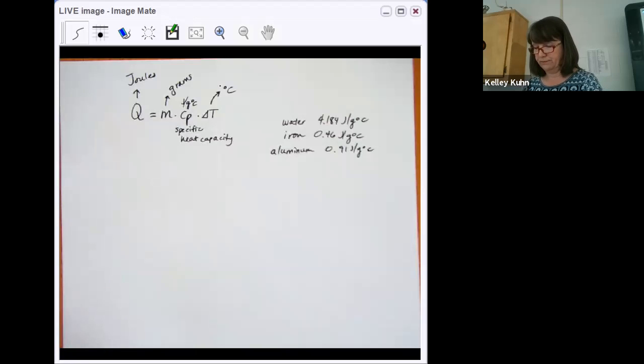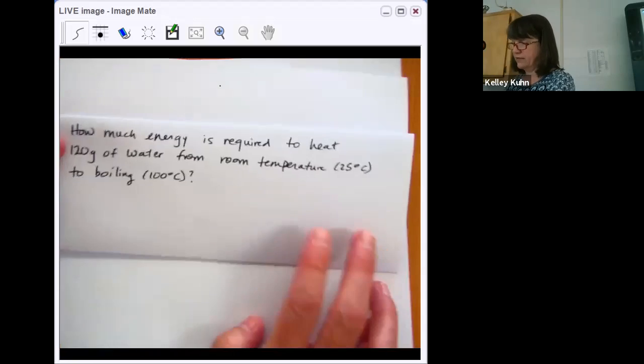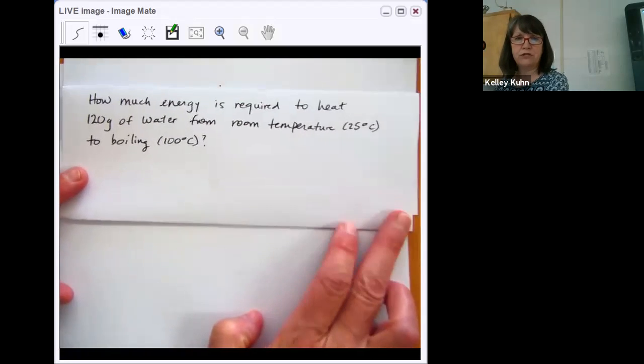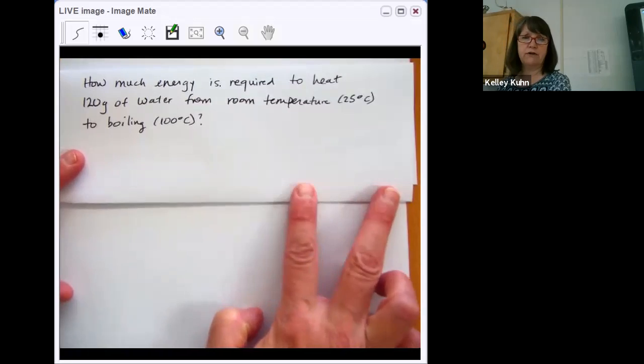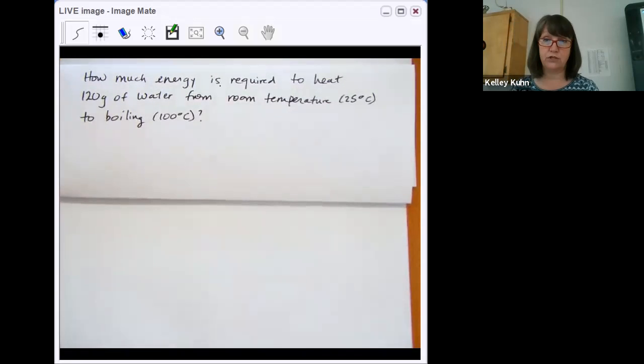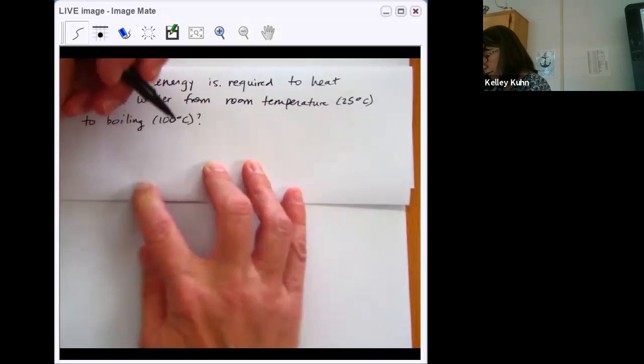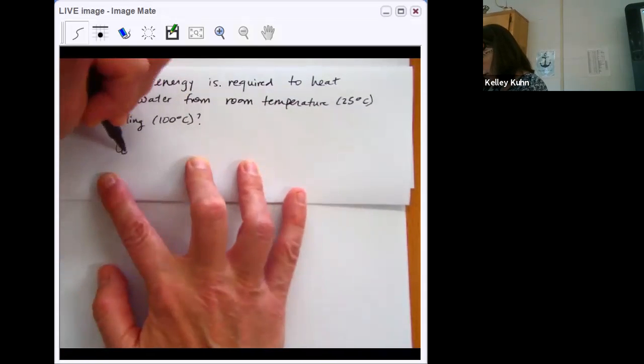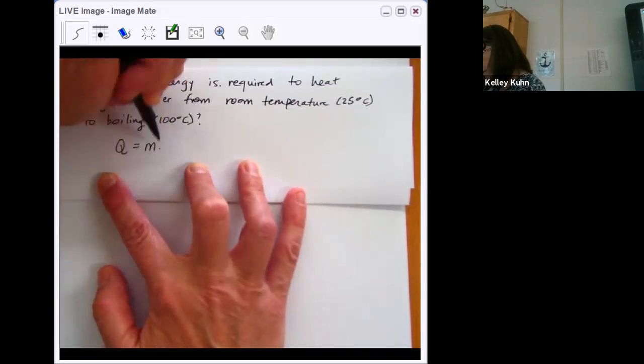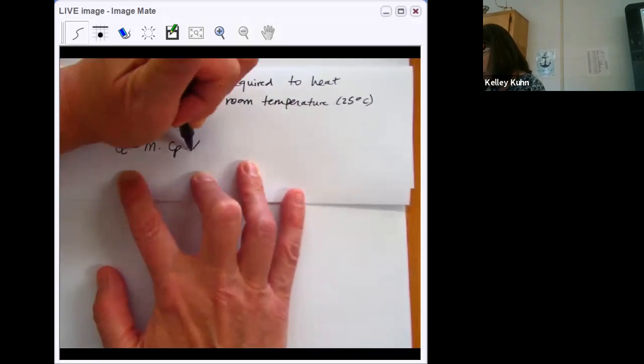For example, let's say I was asked this question. How much energy is required to heat 120 grams of water from room temperature, which is 25 degrees, to boiling, which is 100 degrees Celsius? So you always want to start by using your formula, so it kind of reminds you what goes where. Q equals M times Cp times delta T.